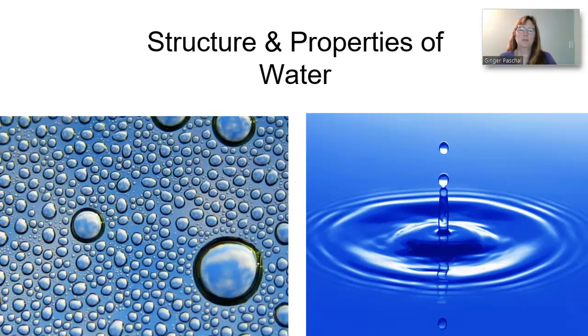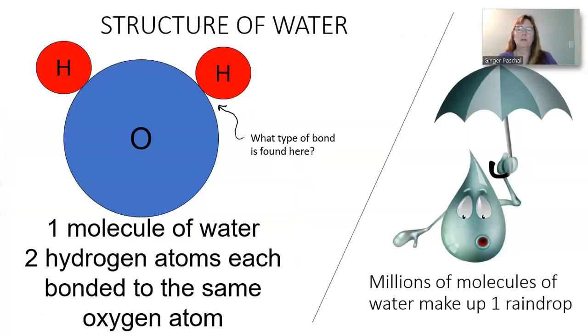Hello, I'd like to talk to you about the structure and properties of water in this video. The structure of water. So this is one molecule on the left-hand side of the screen. As you can see, it's got one oxygen atom and two hydrogen atoms. Each of the hydrogen atoms are bonded to the oxygen.